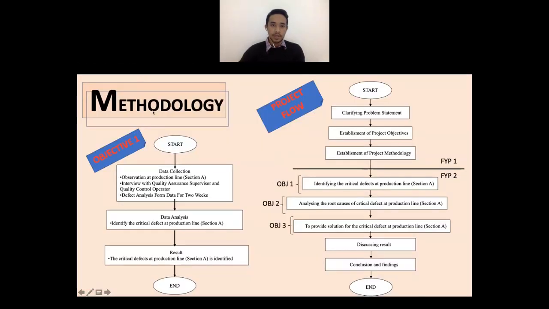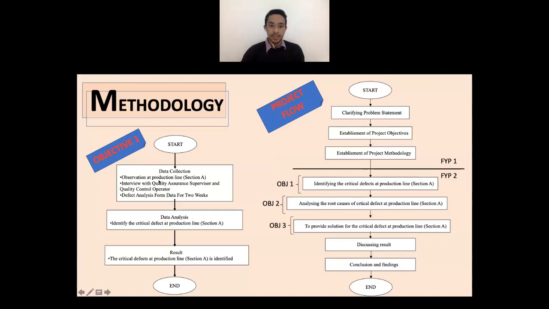Okay, we move to the next slide, which is methodology. This is the project flow, and I will explain it roughly. For FYP1, clarifying the problem statement, establishment of project objective, and establishment of project methodology. Then for FYP2, we have objective 1, objective 2, and objective 3 to achieve.